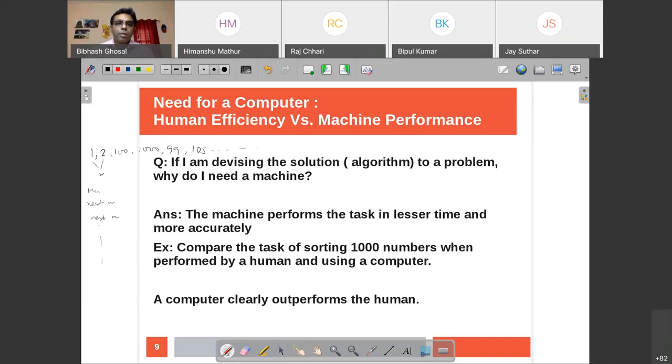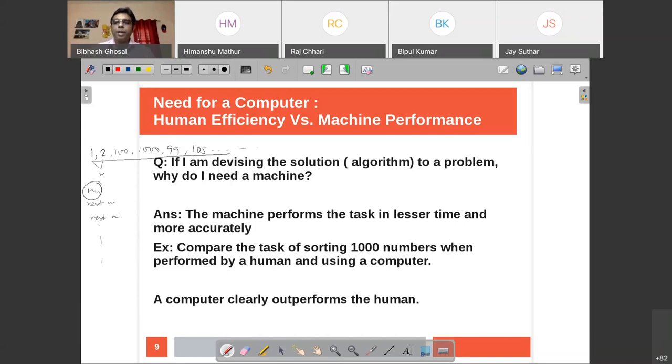Yes, but see, the amount of operations that you have to do. First, you have to find the minimum. So you will be scanning the entire list and then finding the minimum out of that. We'll keep that. Then again, you will be repeating the same step for the rest of them.